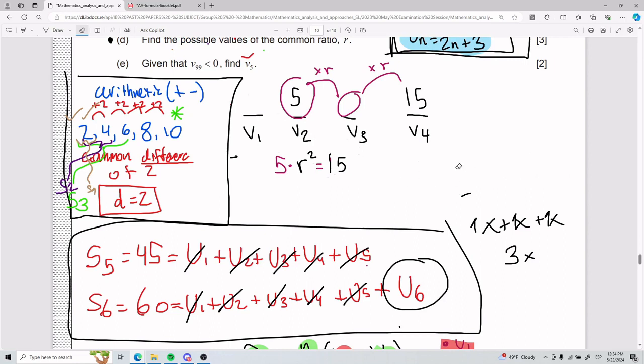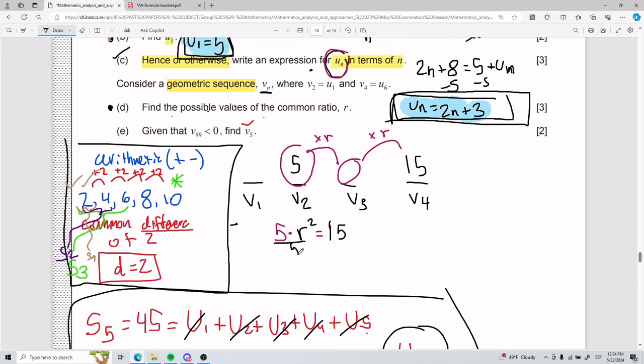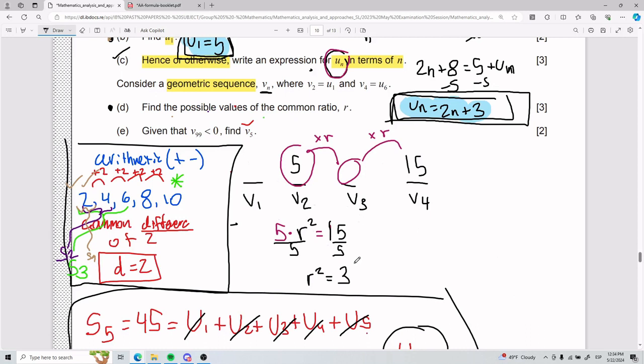So now I'm putting it as I should have: 5 times r squared equals 15. And so from here, you want to get r alone, so you can divide by 5. Divide by 5, r squared equals 3. And so from here, you want to get r alone, so you do square roots to both sides in order to get rid of the squared, and you end up with r equals square root of 3.